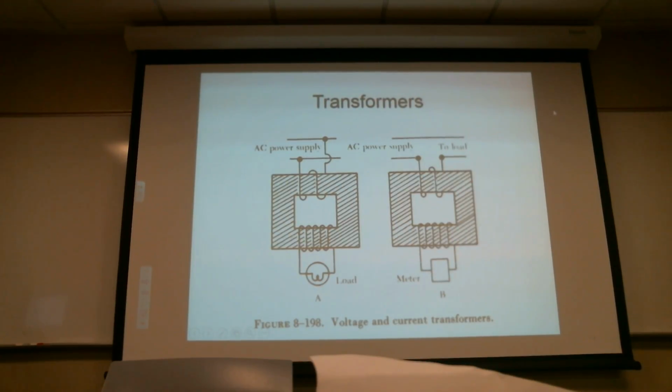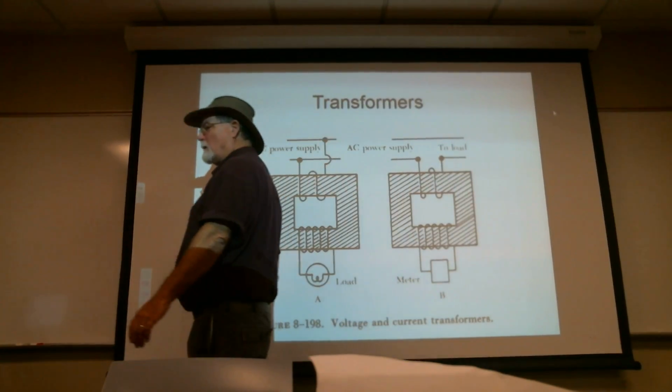There are instances, if you really, really want fine sensitive reading, like in the form of a meter, then you would break in like that, and that might give you a current reading. Okay. But for the most part, we don't wire them this way. We do it that way.